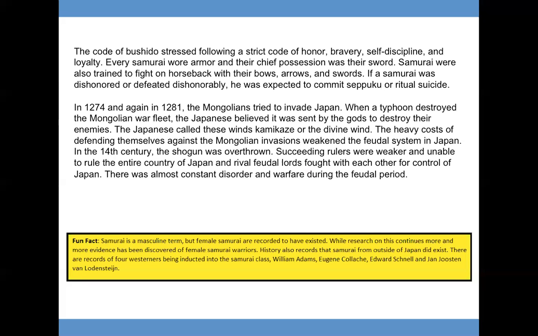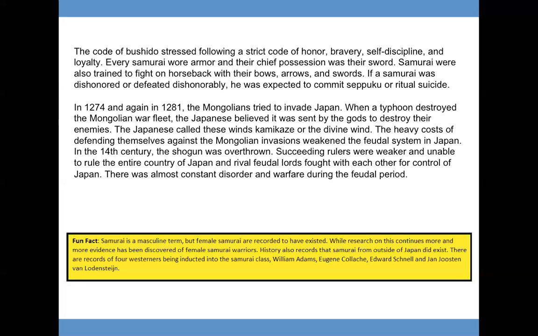The heavy cost of defending themselves against the Mongolian invasions weakened the feudal system in Japan. In the 14th century, the shogun was overthrown. Succeeding rulers were weaker and unable to rule the entire country of Japan, and rival feudal lords fought with each other over control of Japan.